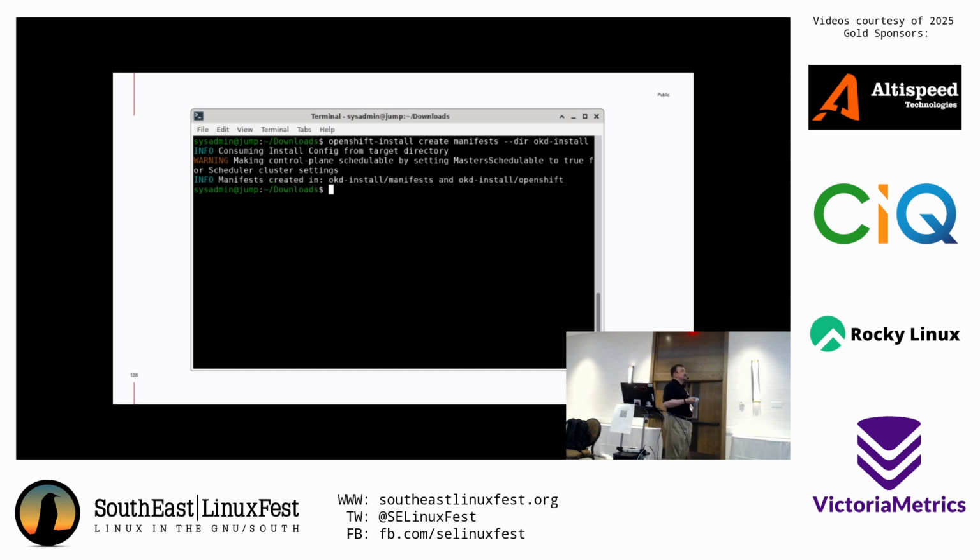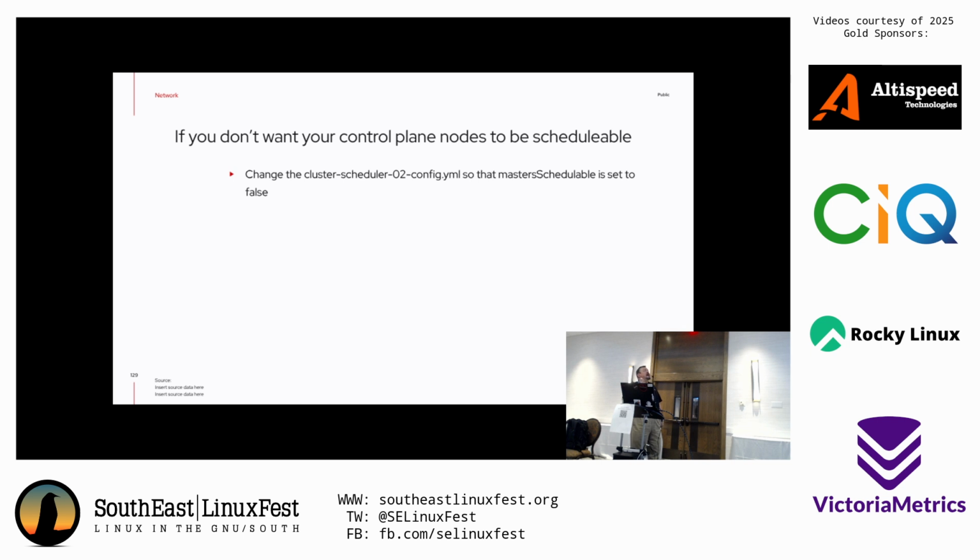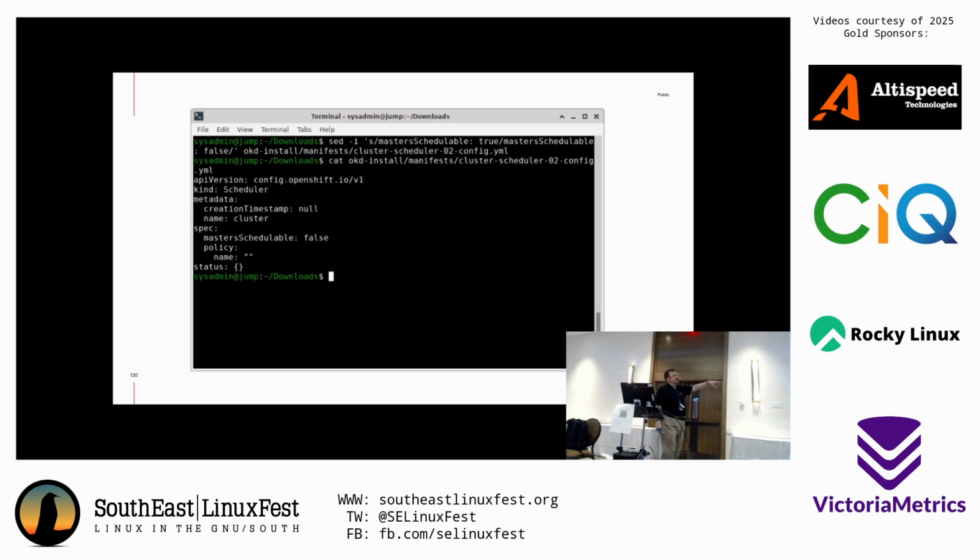You have to make the manifests first, and you have to tell it where we're going to put them, and it will write them out into OKD install /manifests and OKD install /OpenShift. If you don't want your control plane nodes to be schedulable, like you're using little control plane nodes and maybe big worker nodes, and that's a legitimate way of doing things. You can edit the cluster scheduler config file so that master schedulable is set to false, and this is what that looks like. See, I've got master schedulable set to false in that file.